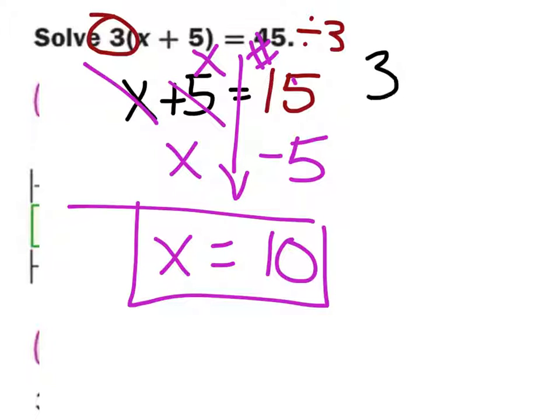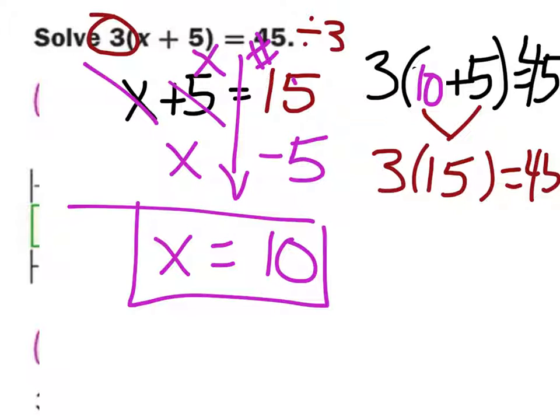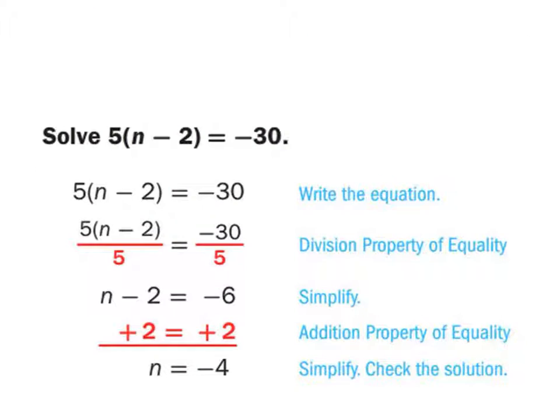Since Sierra brought this up, let's go over this. Notice we started out with 3 times x plus 5 equals 45. We see that x should equal 10, so we replace x with 10 and solve to see if it equals 45. 10 plus 5 is 15. Times 3, this should equal 45. And 15 times 3 is 45. Does 45 equal 45? Yes. Checked it.